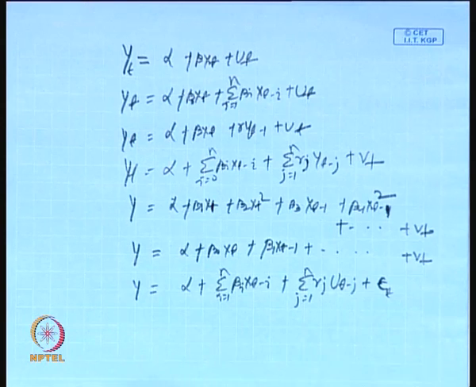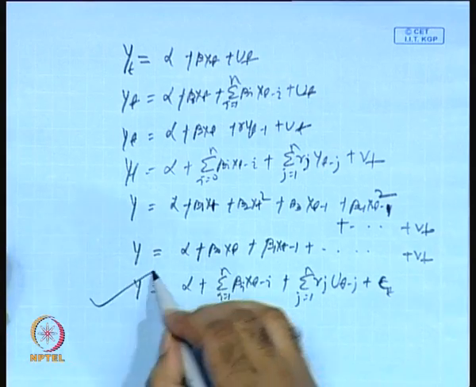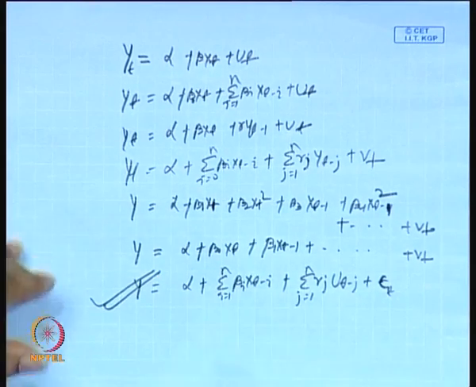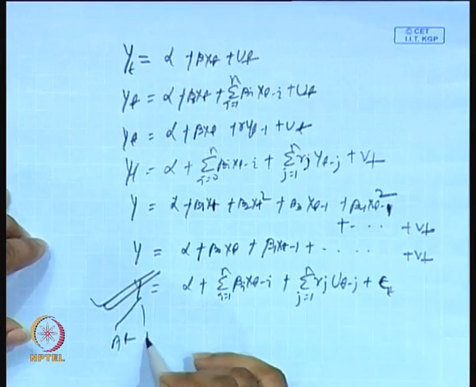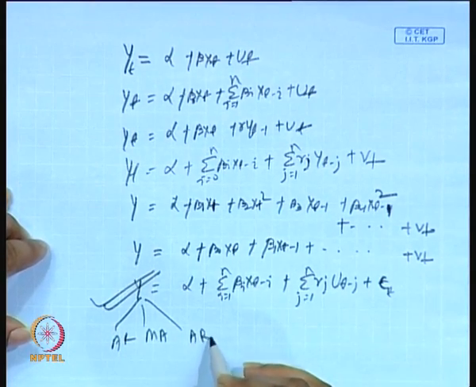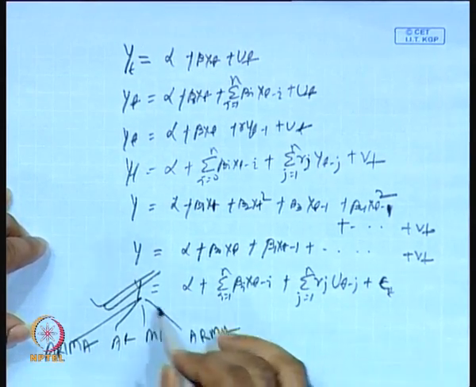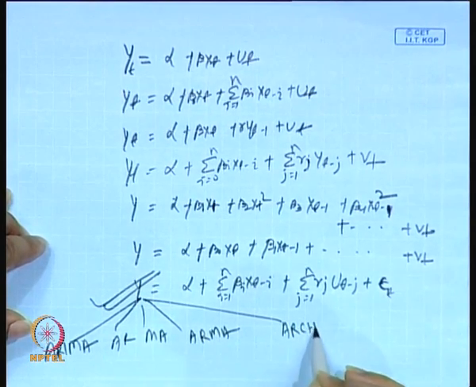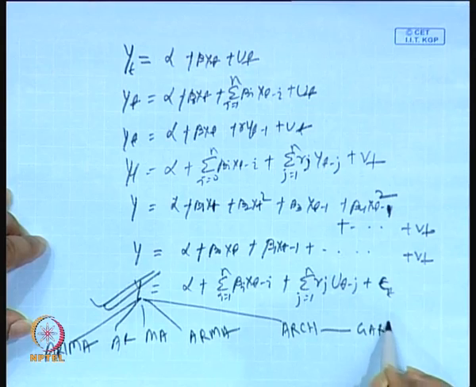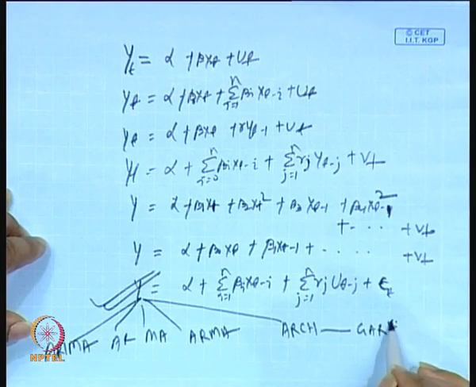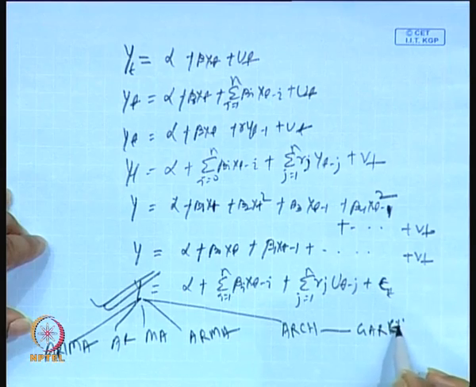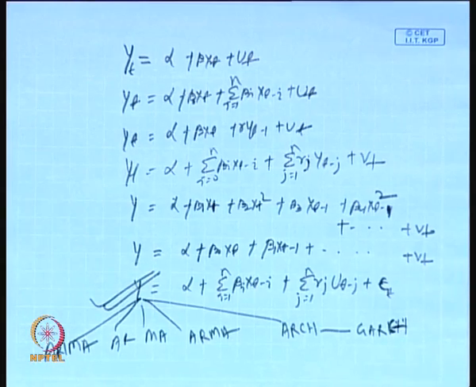So, we have to explore various aspects. In the last class, we have discussed this type of models: autoregressive, moving average, ARMA autoregressive moving average, then ARIMA autoregressive integrated moving average, then we have discussed ARCH models, autoregressive conditional heteroscedasticity, and also GARCH models, generalized autoregressive conditional heteroscedasticity. Okay. So, these are the components we have discussed in the last couple of lectures.